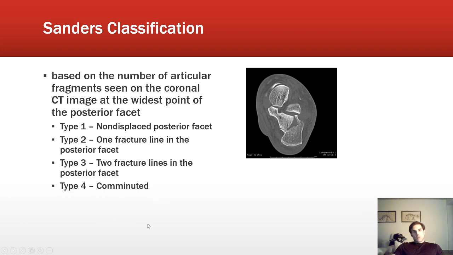So for quick review, type 1, non-displaced. Type 2, 2 fragments. Type 3, 3 fragments. Type 4, 4 or more fragments.